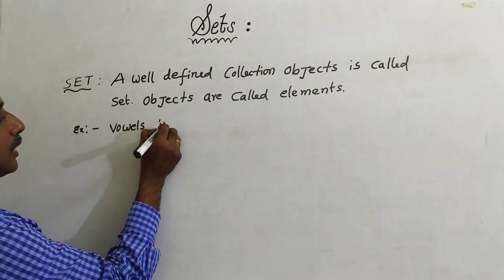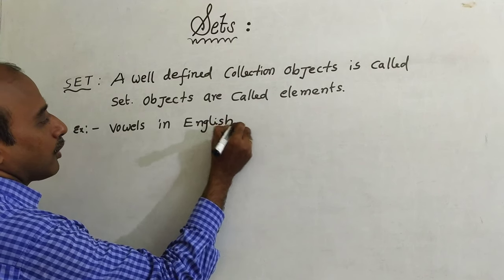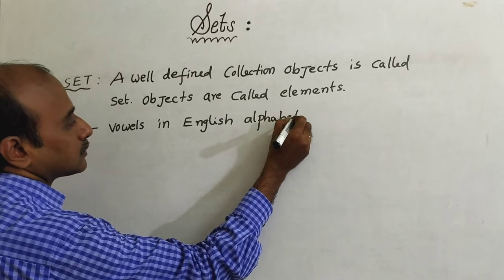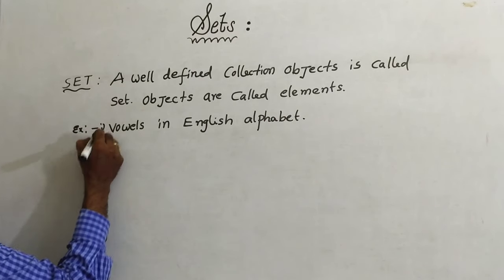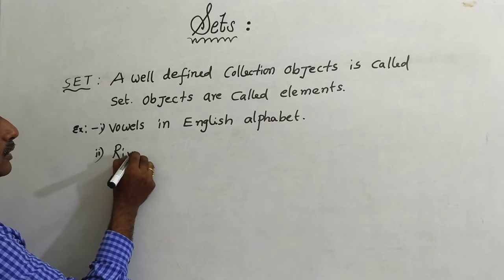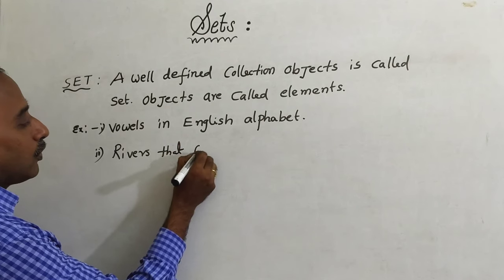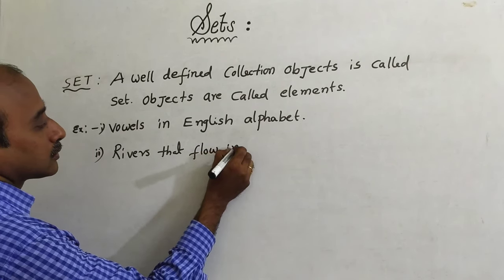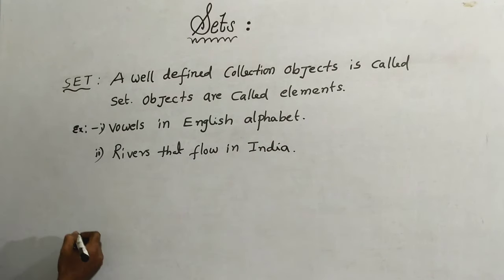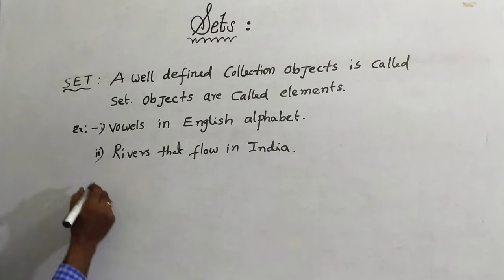Now we can give some examples for set. Vowels in the English alphabet. Second one, rivers that flow in India. Okay. Next, we can give some examples of those which are not sets.